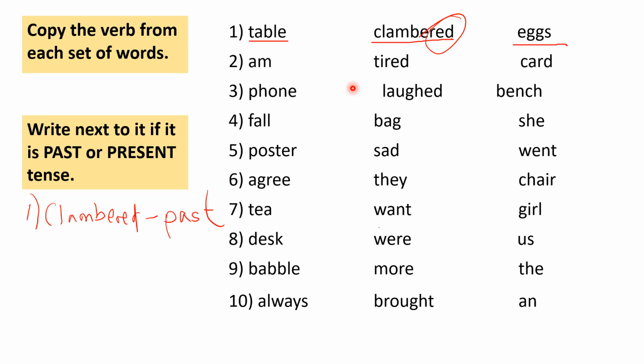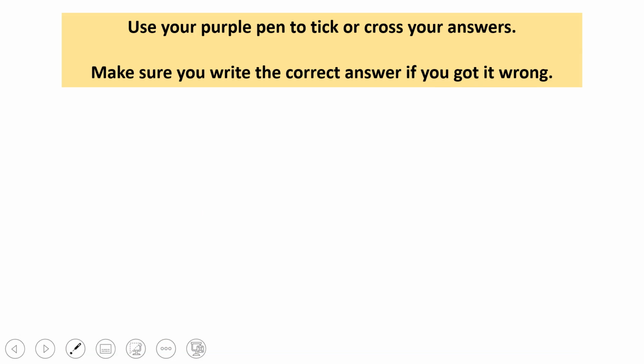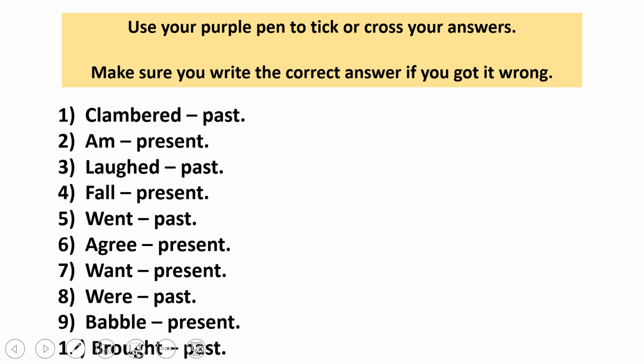Okay, if you're back, that means you're, as always, ready to make our purple pen correction. So here we are. So like we said, the first one we had clambered and it was past. Number 2, we had am, present. Laughed, past. Fall, present. Went, past. Agree, present. Want, present. Were, past. So for example, we were walking to the shop instead of we are walking to the shop.